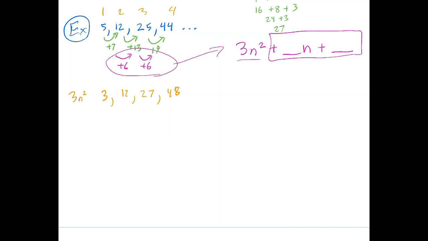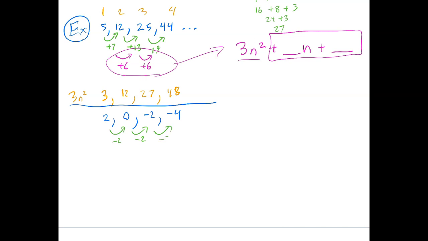Oh, again, my iPad is freezing. Come on, iPad. It's the last problem. There we go. Okay. So I subtract 5 minus 3. I subtract 12 minus 12. 25 minus 27. 44 minus 48. So we just take away the 3n squared, and this is what we're left with. Well, I can tell right away, this is a common difference. It's just subtracting 2 every time.